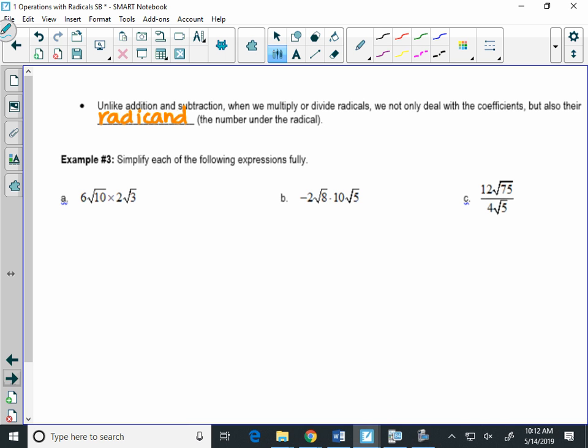When we multiply our radicals here, multiply the numbers out in front, the coefficients. So 6 times 2 is what? 12. Then multiply the numbers underneath. 10 times 3 is 30. So that becomes 12 radical 30.